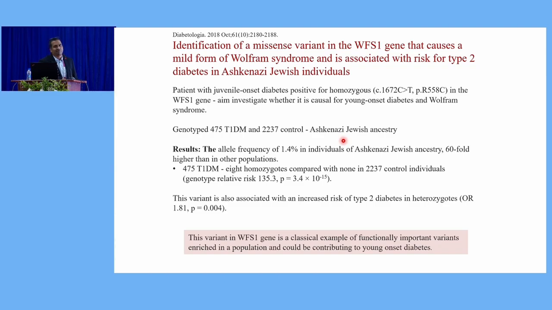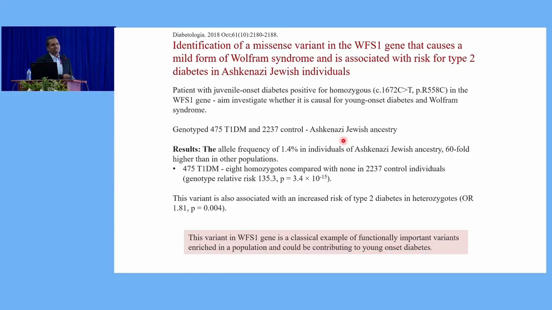We also found another interesting variant through these investigations, in a young patient with diabetes, where we found R558C. If you go by variant classification based on allele frequencies alone, you would just filter such variants out. But when we did segregation family screening, we found that this variant is segregating with young onset diabetes. After a couple of years, in 2018, data came out from the Ashkenazi Jewish population. They found the frequency is around 1.4%, and when they screened 475 type 1 diabetics, they found 8 homozygotes. Not only that, heterozygous carriers were at higher risk for type 2 diabetes.